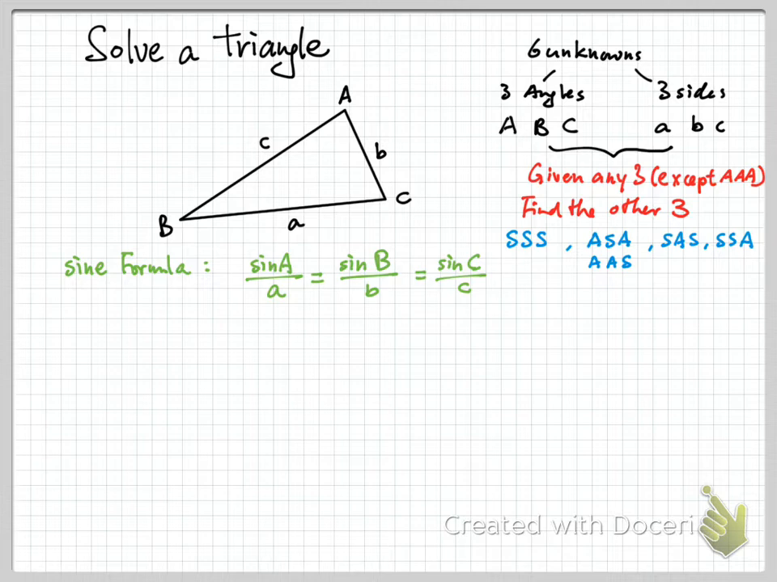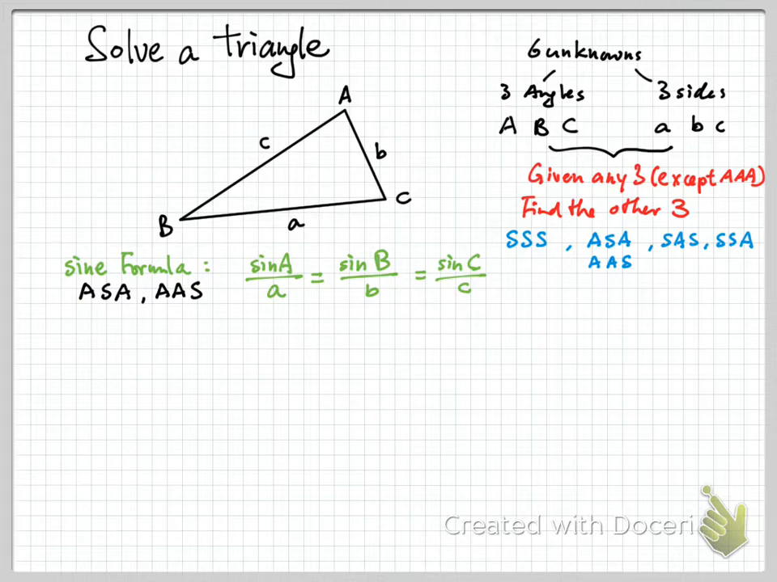Now, the sine formula is used when you have the ASA or AAS situation. They are the same: 2 angles, 1 side, alright? These are the cases where, most notably, you will use the sine formula.